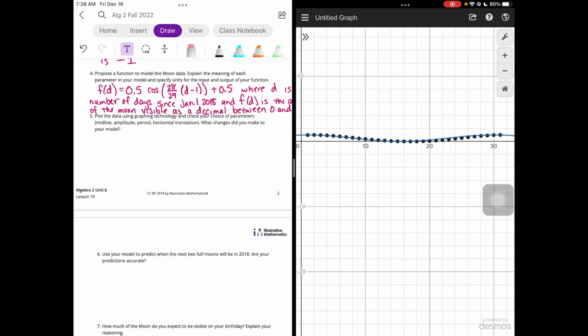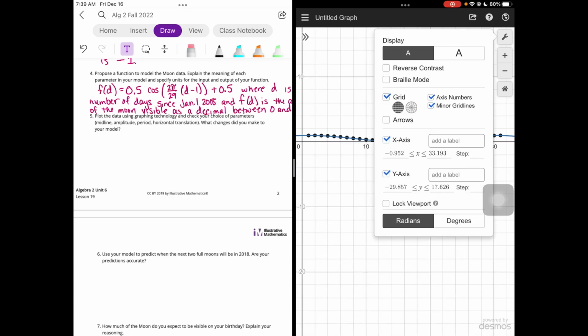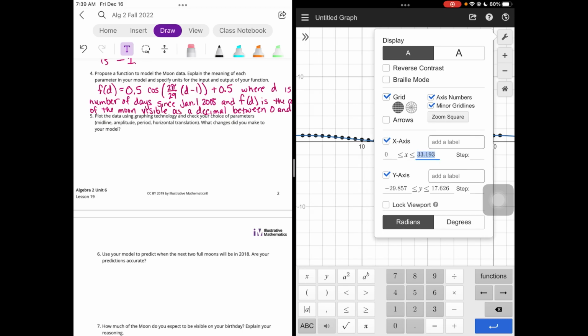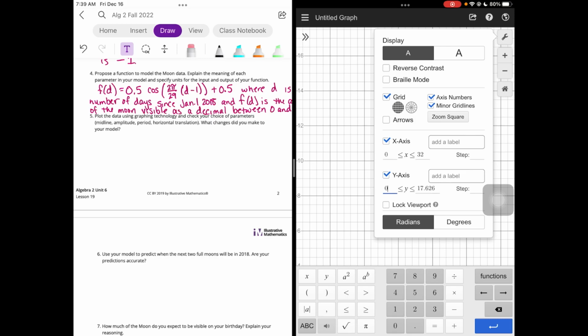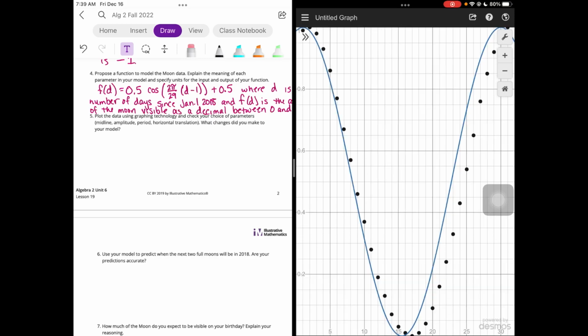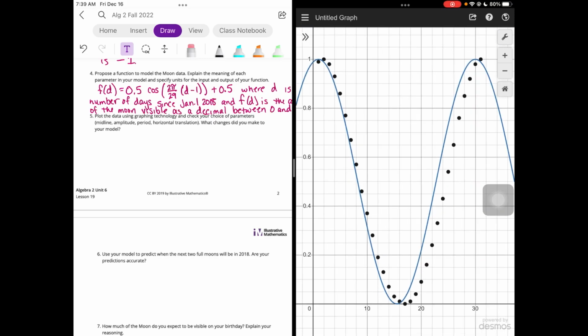But there you can see, let's fix that. We'll go from 0 to 32. And we'll go from 0 to 1 here. That's a little bit better. All right, so there you go. We can see it's a fairly good model. We might want to shift it a little bit more to the right. It's a pretty good fit.